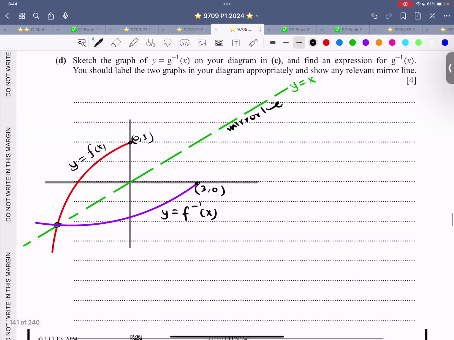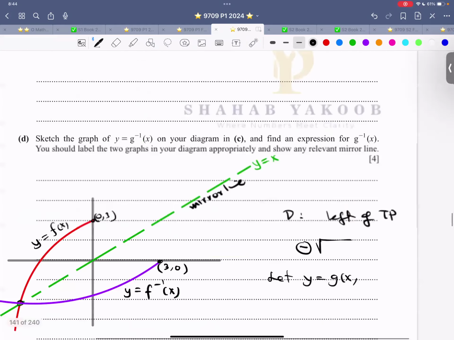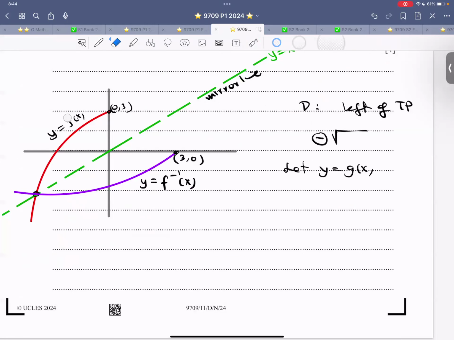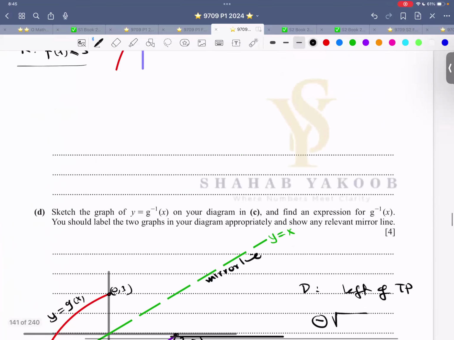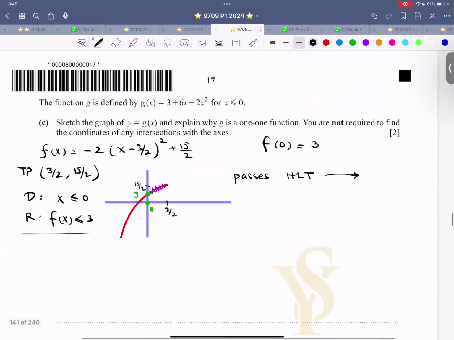Now, the expression for g inverse x. The domain is left of the turning point. Therefore, the square root will have a negative sign. Let y equals g(x). Is it g(x) or f(x)? I think they have now labeled it as g(x), so make sure that you label it correctly. So this is g(x), this is g inverse x. And over here also, if you want to write it, that is g(x). This is g of 0. This is also g of x. This is also the correction.